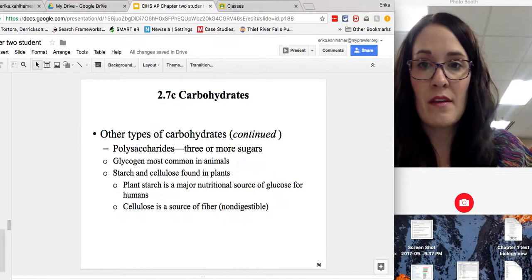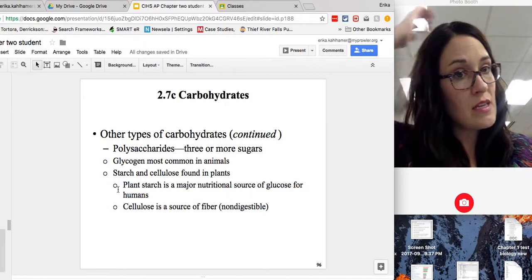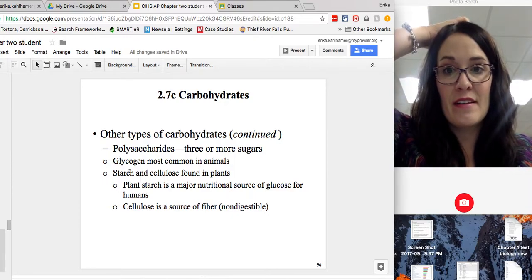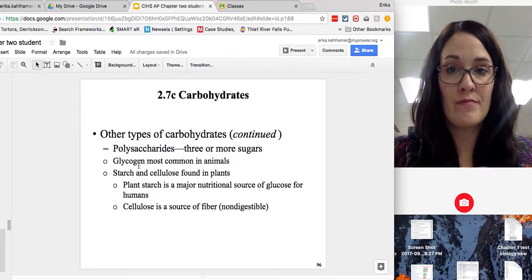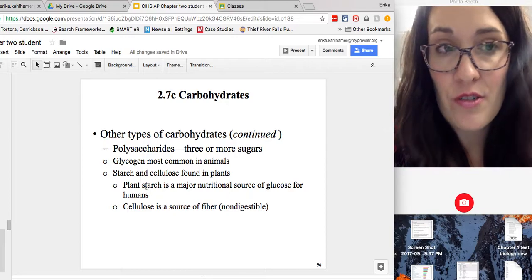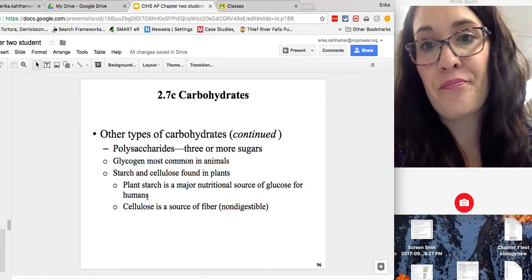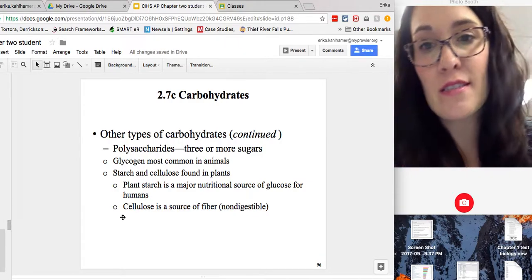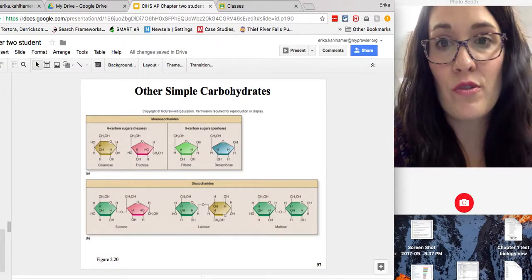Okay. Other types. 3 or more sugars is a polysaccharide. Glycogen, like we just mentioned, is the most common stored. But we also have other types. Plant starch, think of potatoes. Plants are a major source of that, and it is a polysaccharide. Cellulose is non-digestible, but it's a good source of fiber.